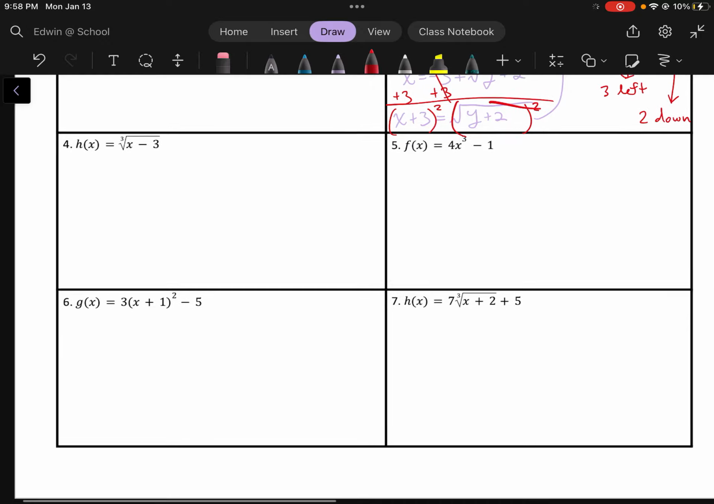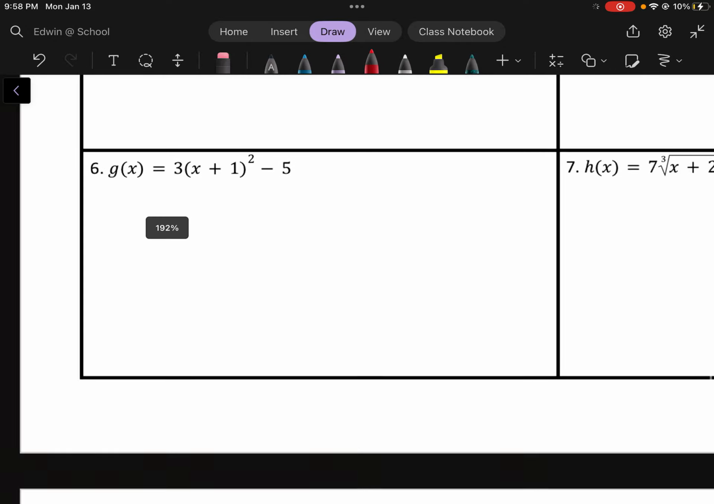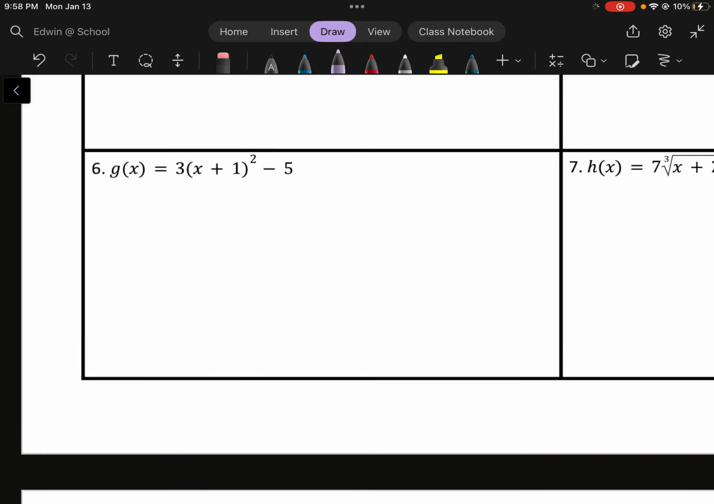So the next one I'm going to do, so that you guys understand, is number 6. I'm not going to solve it all the way through, but hopefully you guys get some semblance of how to do it. So g of x is equal to 3 times x plus 1 squared minus 5. So the first thing we're going to do is replace that g of x part as just y. Now that we have this, we want to make sure that we can swap out these two terms.